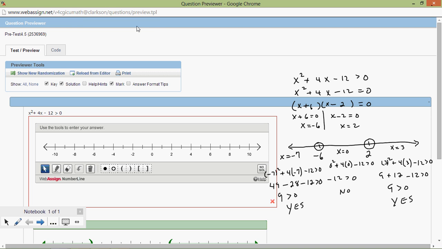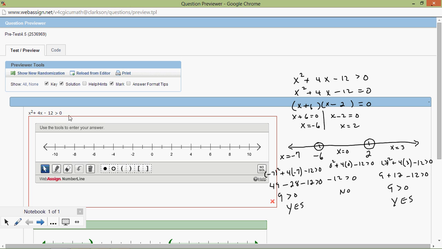Okay, so the purpose of this video is to demonstrate the virtual tools that you have to use in Unit 4, on solving inequalities. And so I'm looking at one of the question numbers, question 5 from the pre-test for Unit 5, and the question is right here. It says x squared plus 4x minus 12 is greater than 0.